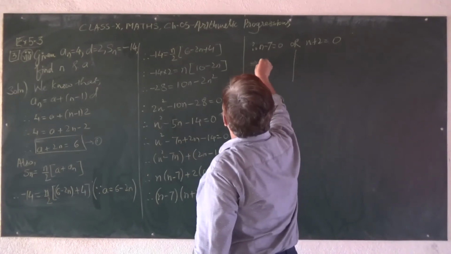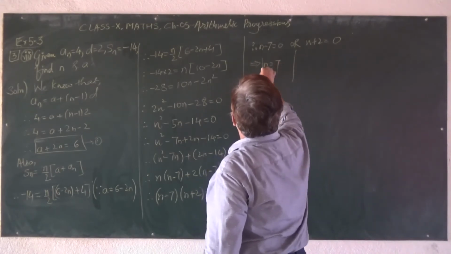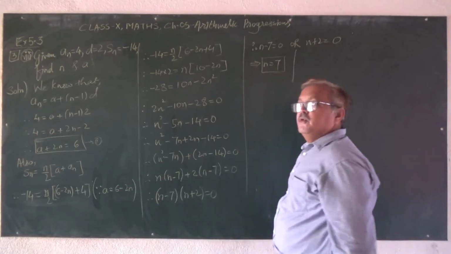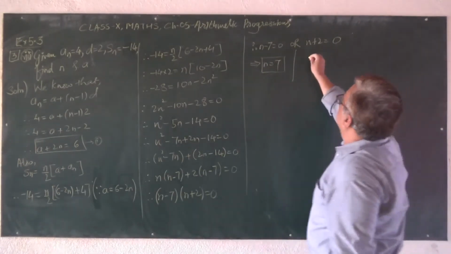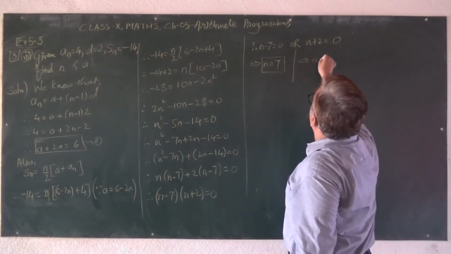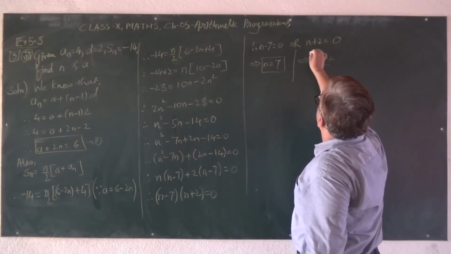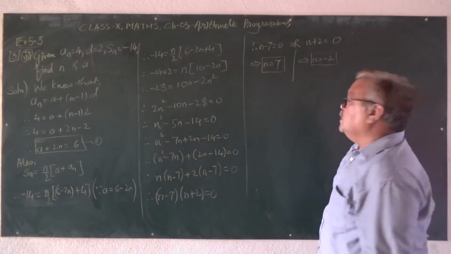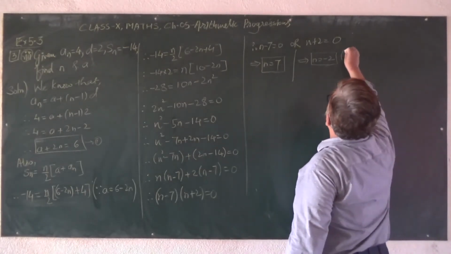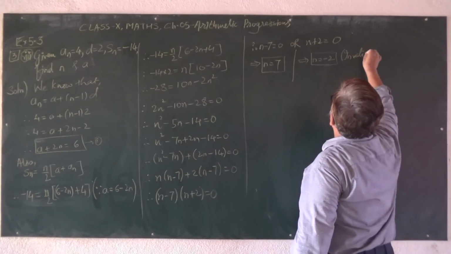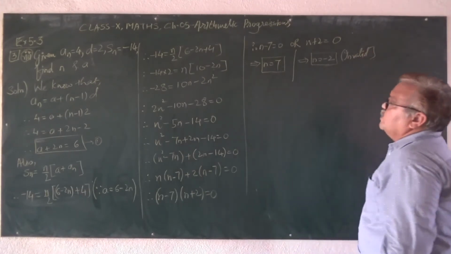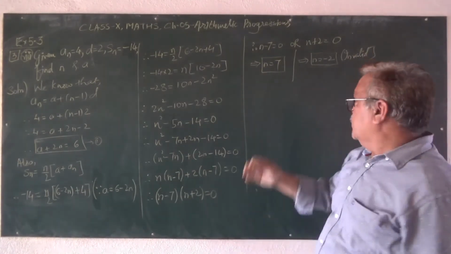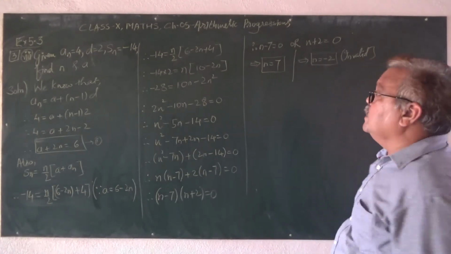So this implies that n is equal to 7. This is acceptable, positive. And this implies n is equal to minus 2, which is invalid because the number of terms can never be negative. So we will write here invalid. Now, what do you want to calculate? You want to calculate n. So we calculated n is 7. You want to find a.